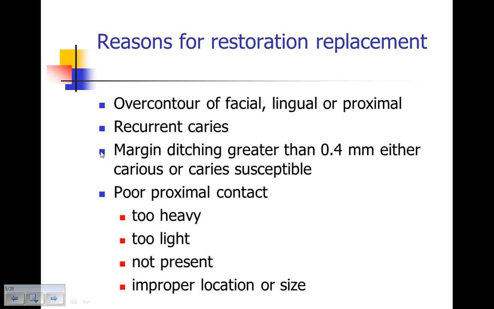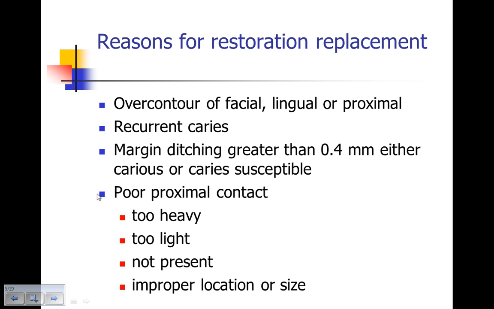We're looking at marginal ditching, and in fact we'll look at some of the research that supports how we make a decision. Marginal ditching, by definition, is the gap between the cavosurface margin of the preparation and the restorative material. Either the restorative material is fractured away, it's corroded away, whatever it is, it's lost. When we see ditching greater than 0.4 of a millimeter, either it's carious that's obvious, that there's recurrent decay, but in those cases we know that those are caries susceptible areas.